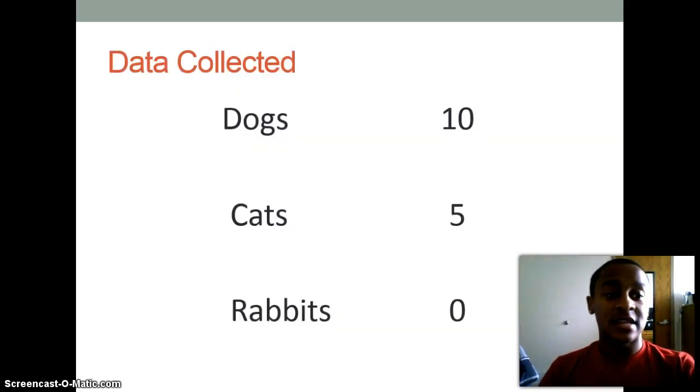Now we have to apply the data that we found to our bar graph. We found that 10 people have dogs, 5 people have cats, and 0 people have rabbits. So we now have to draw that into our graph of bars.